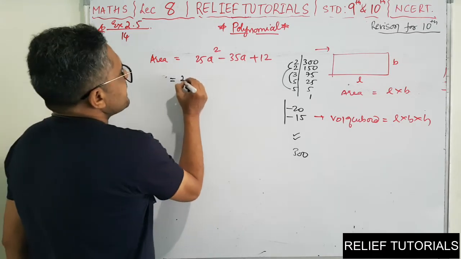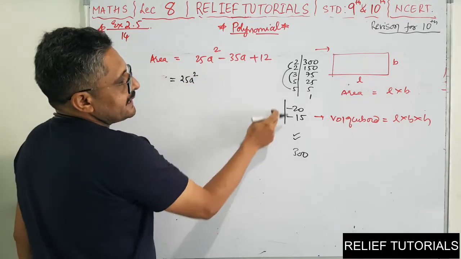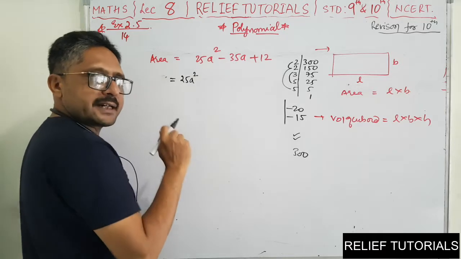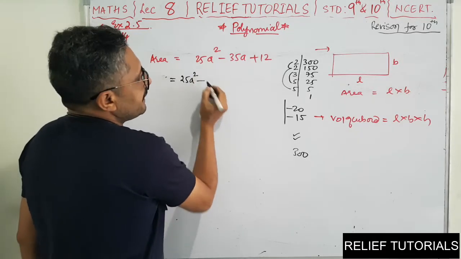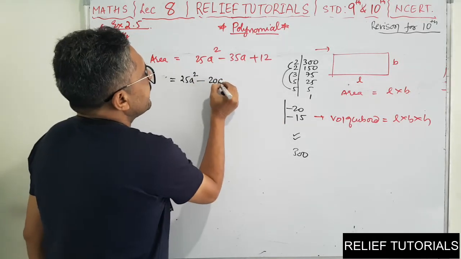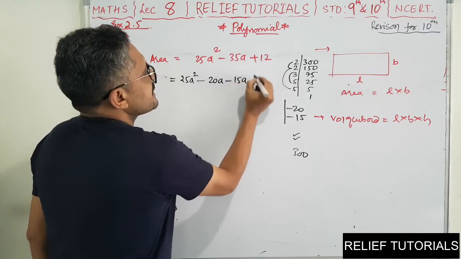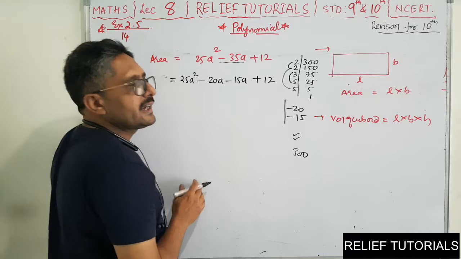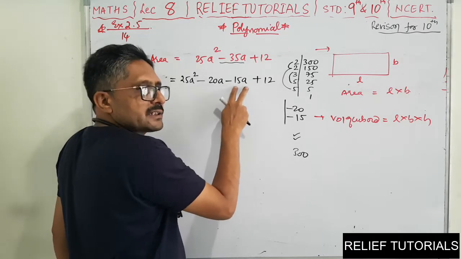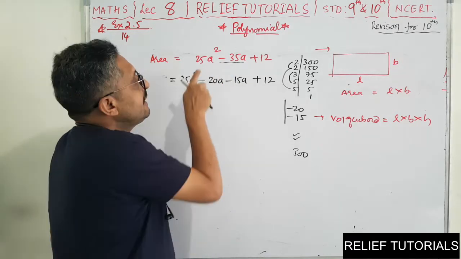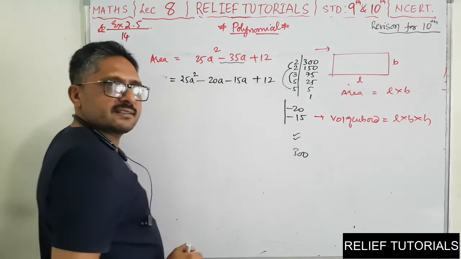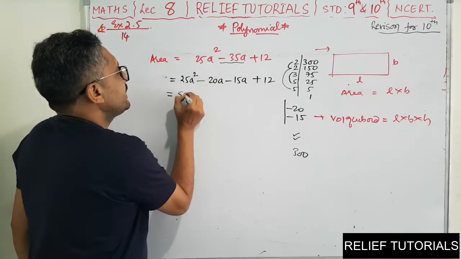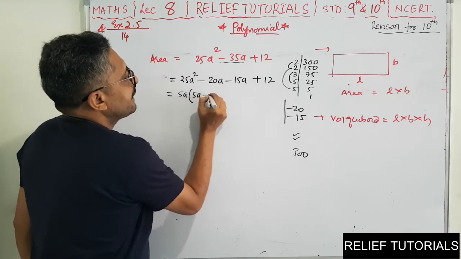Now first term as it is, 25a square. We can't do directly here. Why? Because there is a coefficient 25. If it is 1, we can do directly. 25a square minus 20a minus 15a, last term as it is. So we have just split this middle term. Minus 35a is written as minus 20a minus 15a. First term and last term as it is. Now what will be common? 5a. So here will be 5a minus 4.